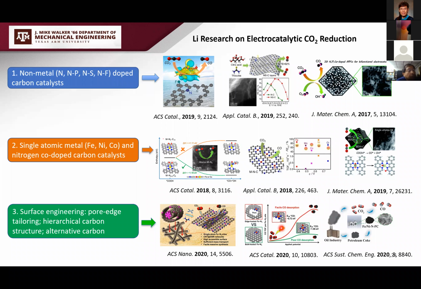Lastly, we have engineered the surface of the carbon by creating more pores and edges, which we believe are more active sites, and built some hierarchical structures, using some alternative carbon sources, as I said, to lower the price. For example, we used commercial carbon nanotubes as the carbon source. We also used petroleum coke waste as the carbon source to develop relatively lower cost carbon materials.